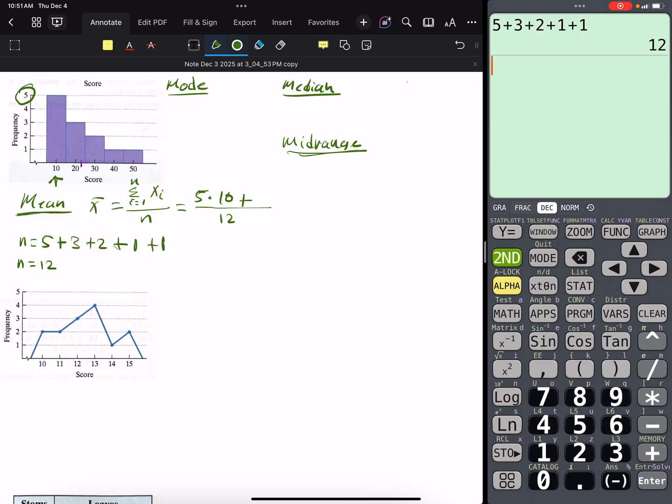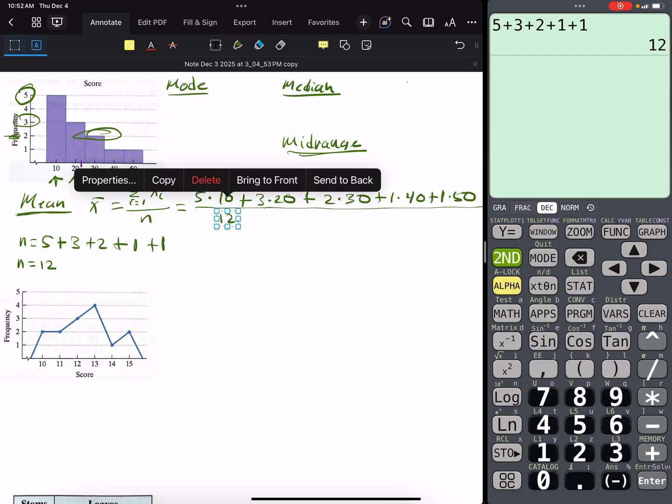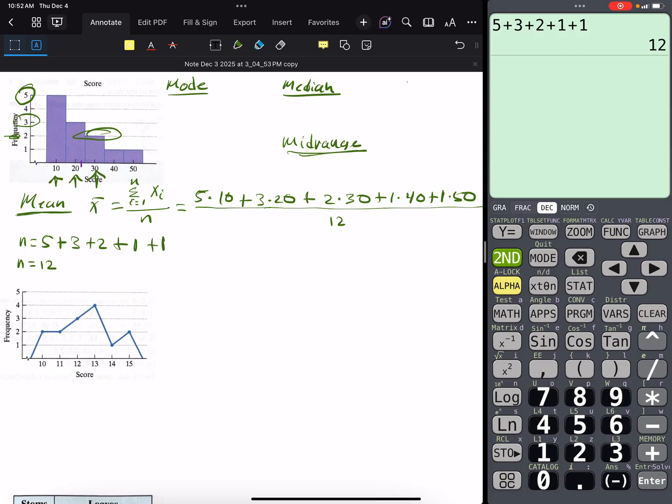Okay, so now I'm going to have 3 times 20 because I have 3 data values valued at 20. And then I have 2 data values valued at 30, right? Because the height of my 30 bar is 2. And then I have 1 data value at 40, and then 1 data value at 50. And that's all divided by 12.